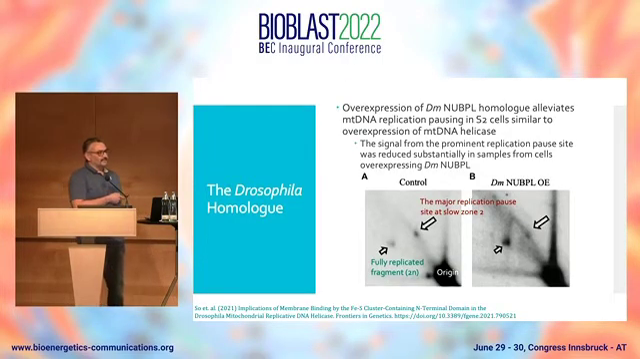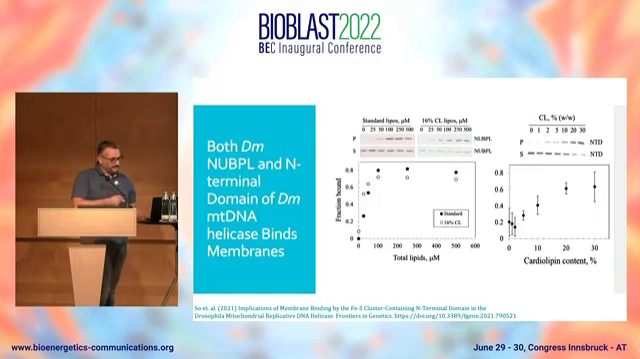Very interestingly, when we overexpress this NUBPL homologue in Drosophila S2 cells, the result is starkly similar to overexpression of mitochondrial DNA helicase, whereby replication stalling is now removed. So it actually helps in mitochondrial DNA replication.